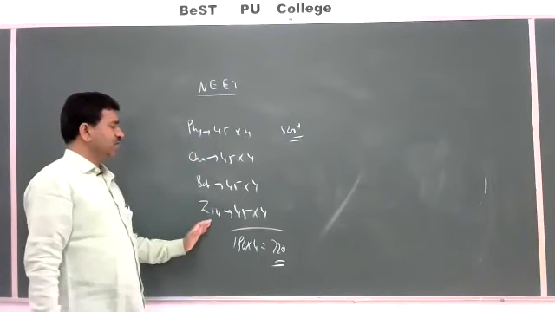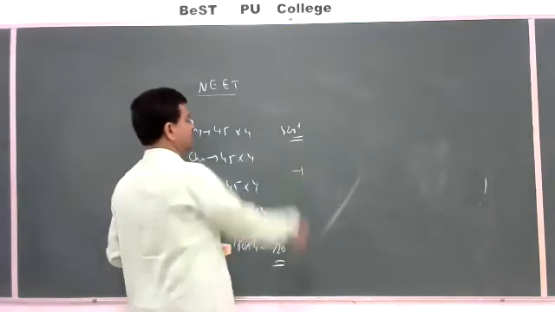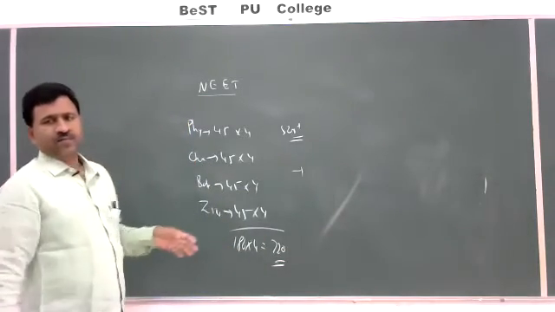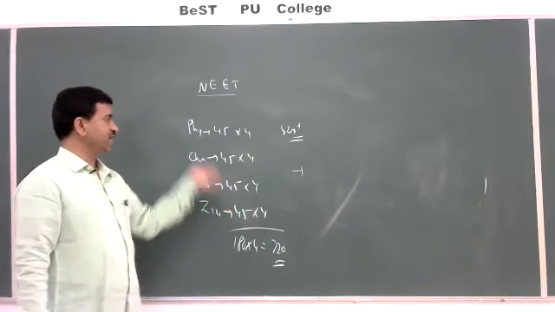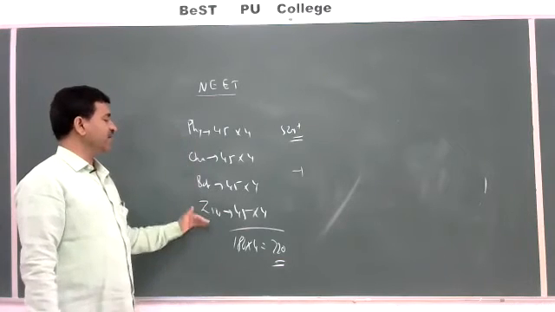You have to attempt only those which you are perfect in, because otherwise there is negative marking of -1, even in JEE Mains also. Negative marking is there. If you attempt wrong answers, you will get a -1. So you have to attempt perfectly.